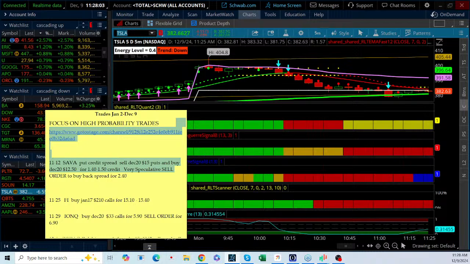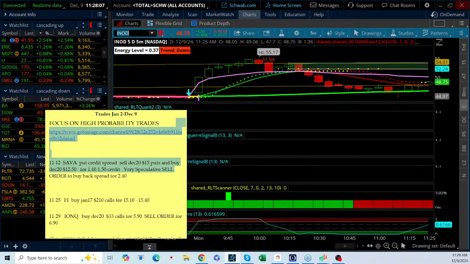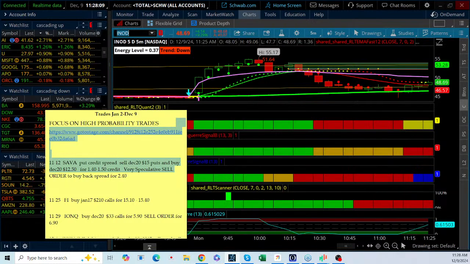It's Tesla still riding along that pivot point, and INOD, which I got into, starting to bounce a little bit. Just watching here.